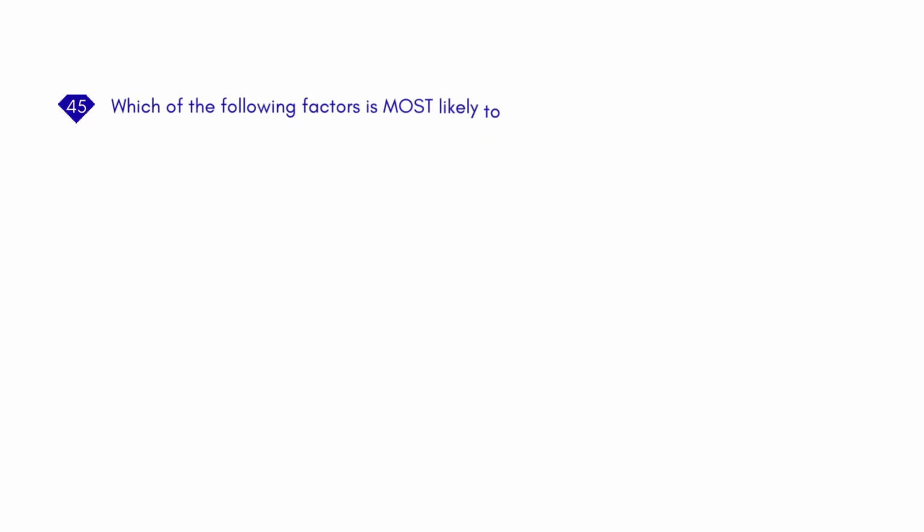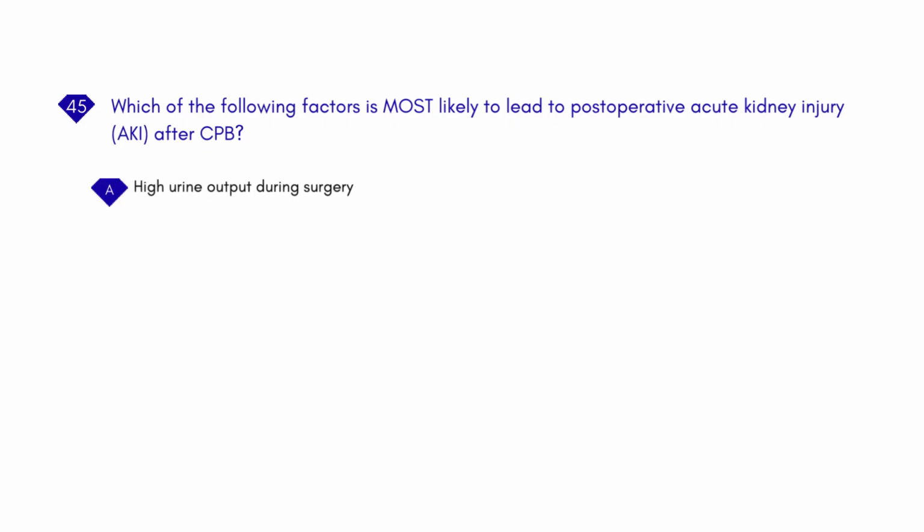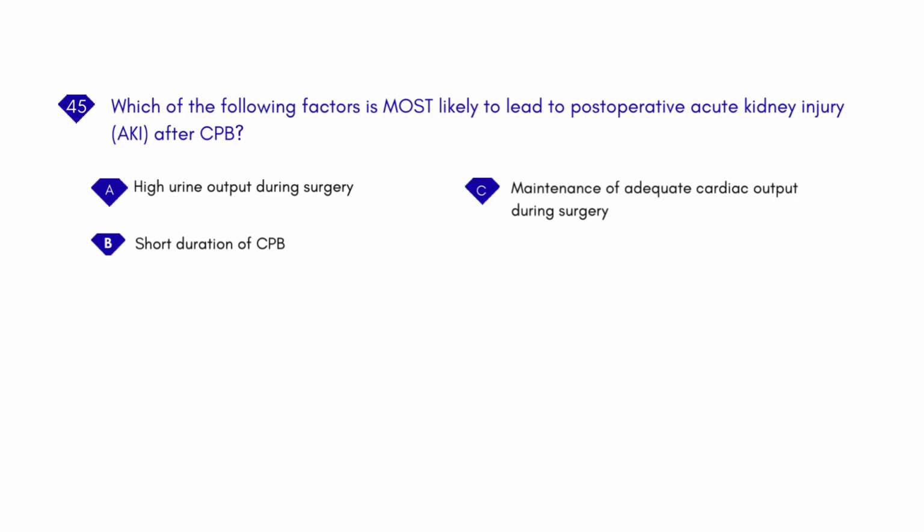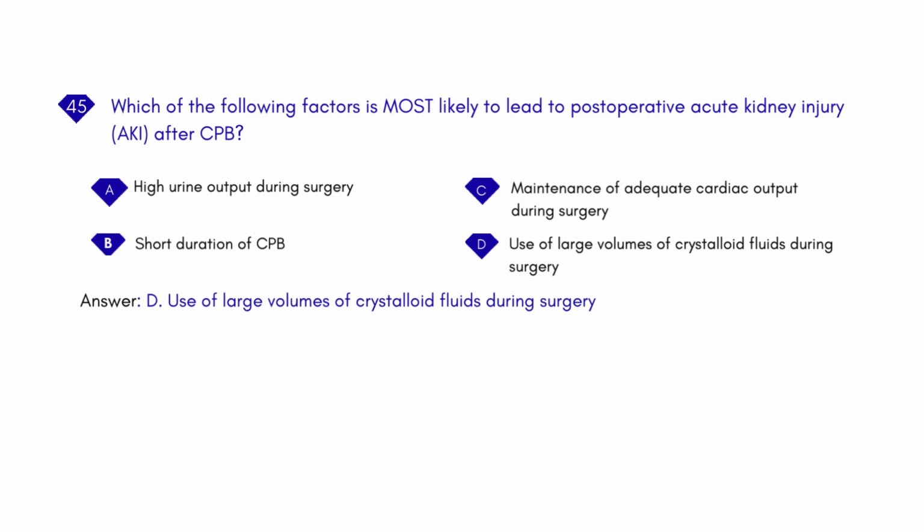Which of the following factors is most likely to lead to postoperative acute kidney injury, AKI, after CPB? A. High urine output during surgery. B. Short duration of CPB. C. Maintenance of adequate cardiac output during surgery. D. Use of large volumes of crystalloid fluids during surgery. Answer: D.